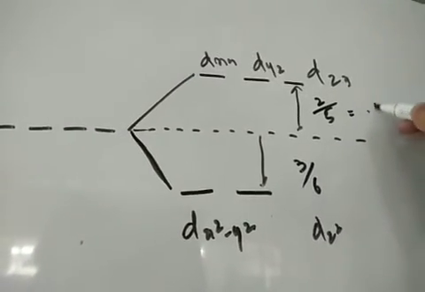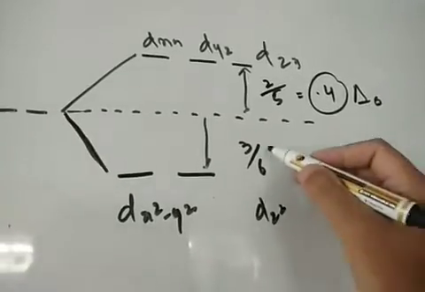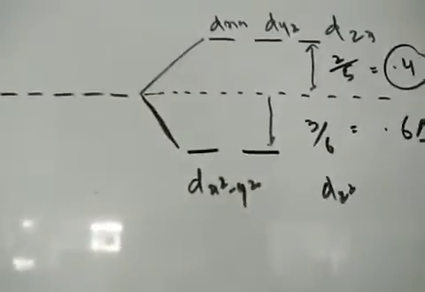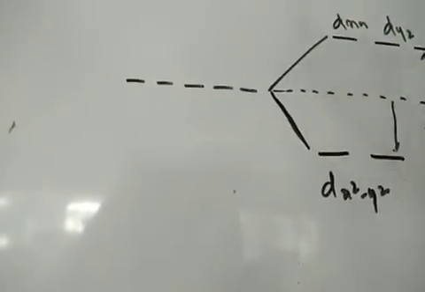So this is 0.4 delta 0. So this is 0.6 delta 0. So the crystal field splitting is reversed. The extent of splitting is very small in the case of tetrahedral complexes because there are only 4 ligands which are approaching towards the central metal.